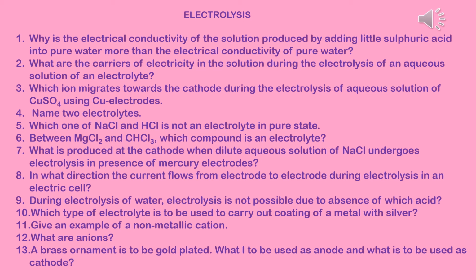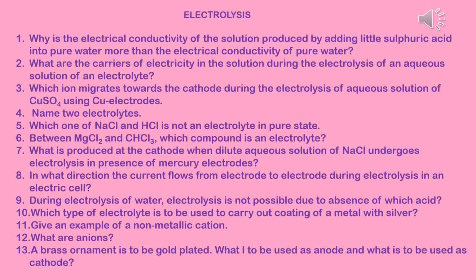Next question. In what direction the current flows from electrode to electrode during electrolysis in an electric cell? Answer. It happens from cathode to anode. Next question. During electrolysis of water, electrolysis is not possible due to absence of which acid? Answer is sulfuric acid, H2SO4.